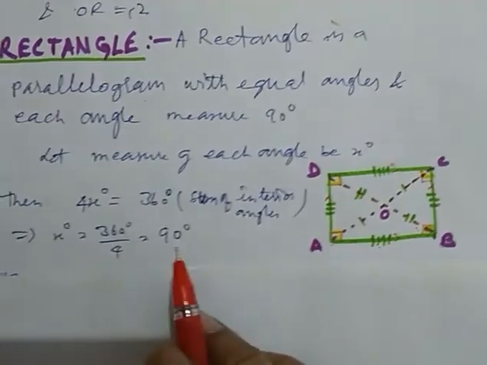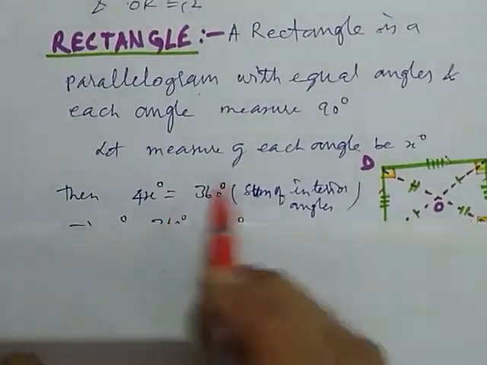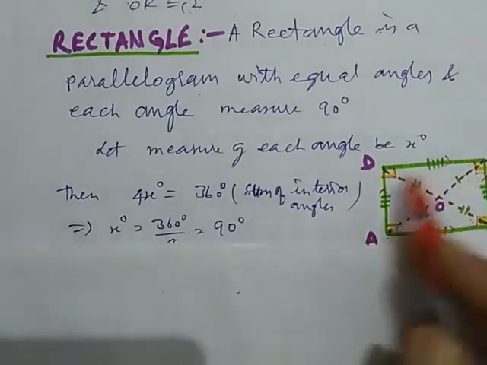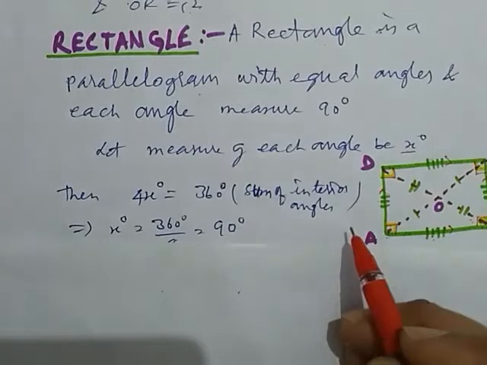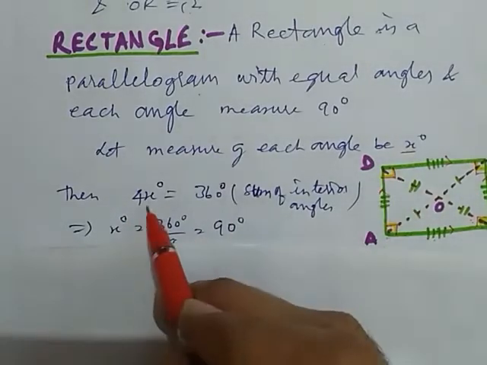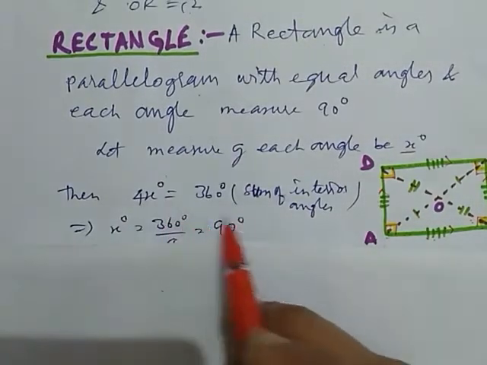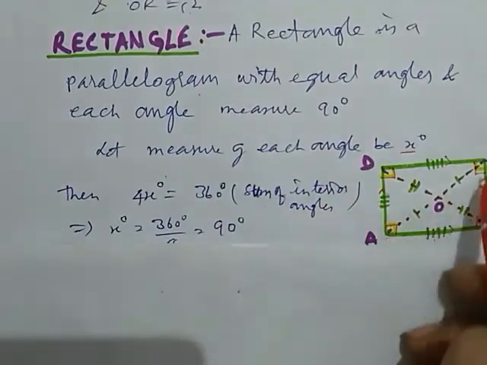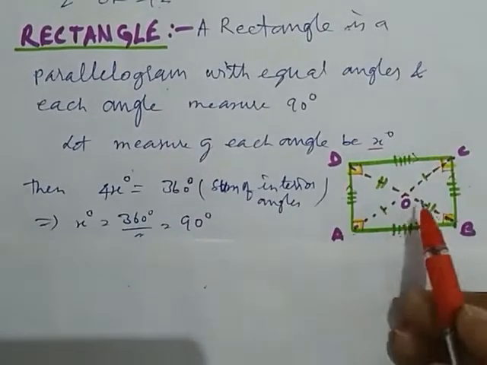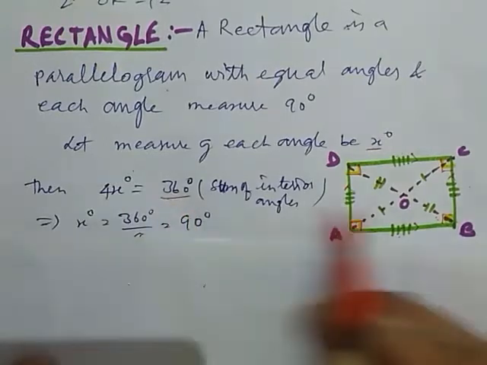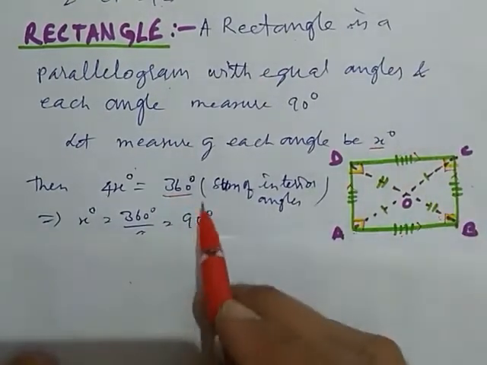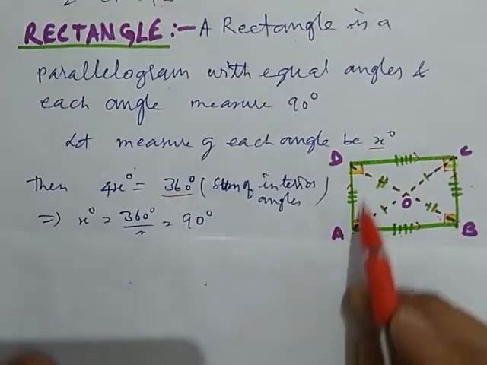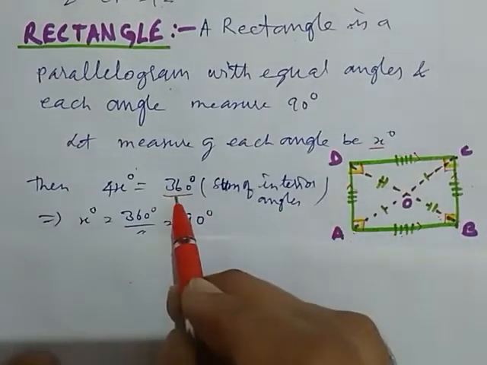Here we have some exercise. Let all the angles be equal and the value of each be x degrees. So all four angles are x. We know that the sum of the interior angles of a quadrilateral is 360 degrees. Here the rectangle is also a quadrilateral, so the sum of all interior angles is 360 degrees.